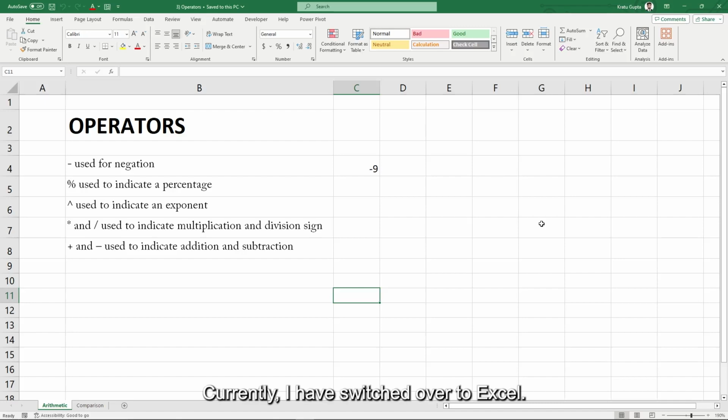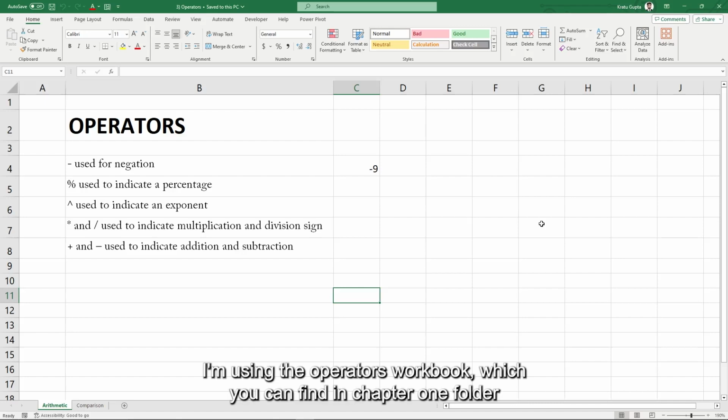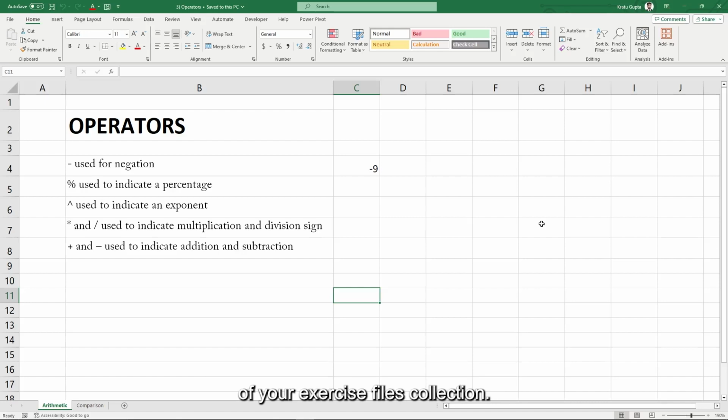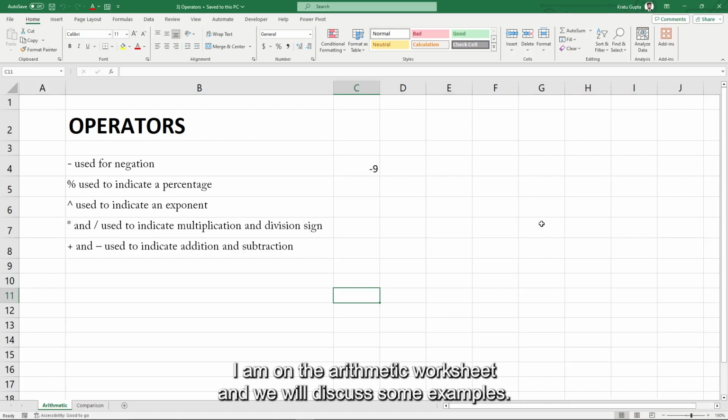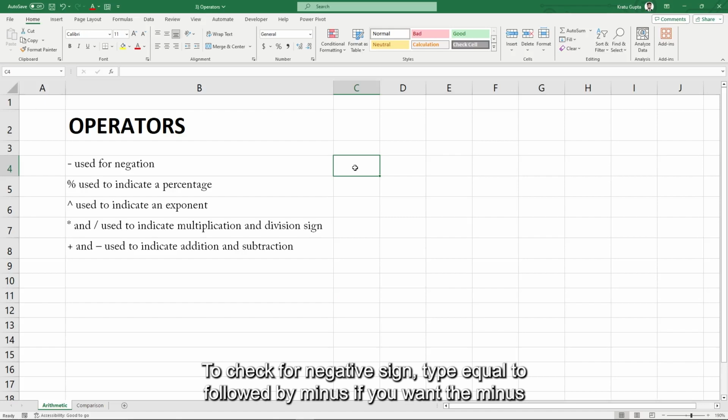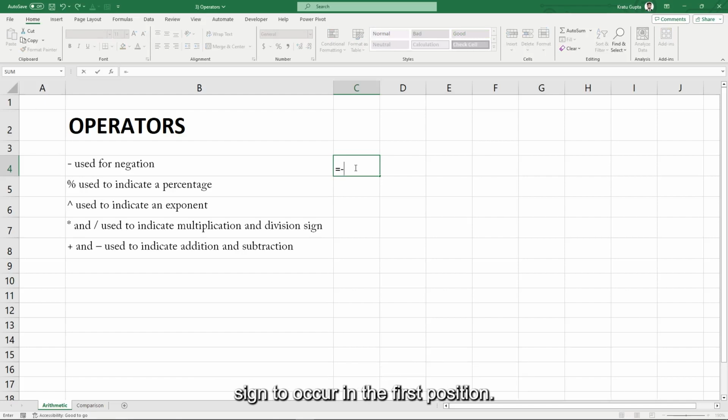Currently, I have switched over to Excel. I am using the operators workbook, which you can find in the chapter 1 folder of your exercise files collection. I am on the arithmetic worksheet and we will discuss some examples. To check for a negative sign, type equal to followed by minus if we want the minus sign to occur in the first position.